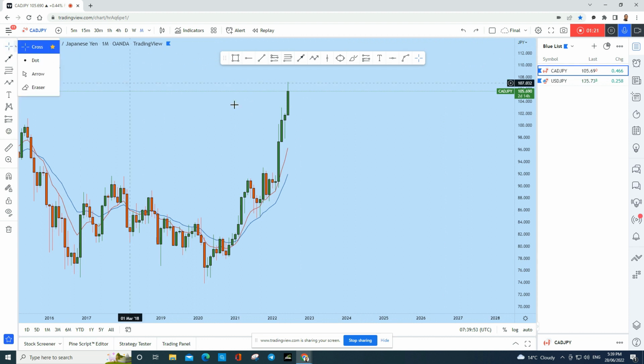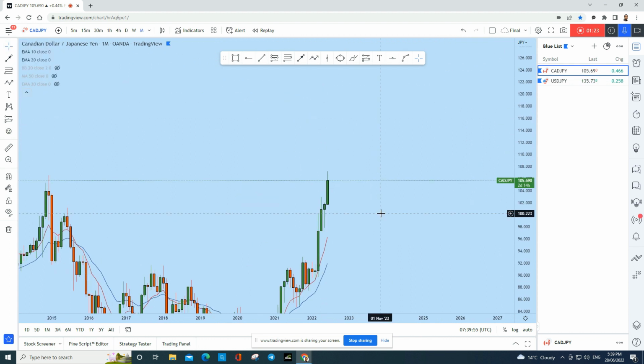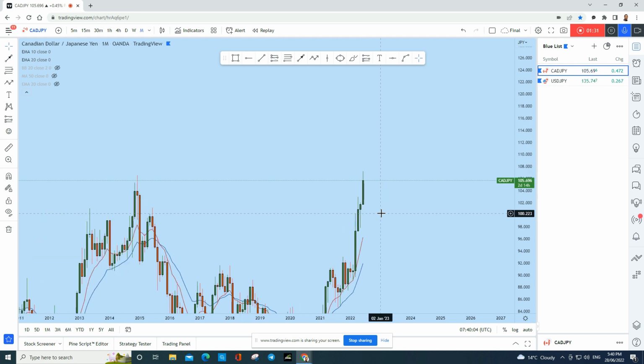So what is rising is likely to rise. That's the law of trading. With that in mind, we can expect the lower time frame to go a little to the upside before the monthly close. So we can say that CAD JPY is likely to rise on the lower time frame.